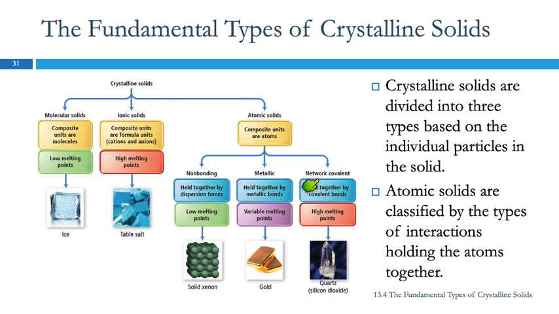And then we can also have network covalent solids, where the individual atoms are held together by covalent bonds. But this is different than a molecular solid because you don't have discrete molecules held together by intermolecular forces. You have atoms within the whole network that are covalently bonded to each other. So these are going to have very high melting points. Quartz is an example of this. Diamond is another example.